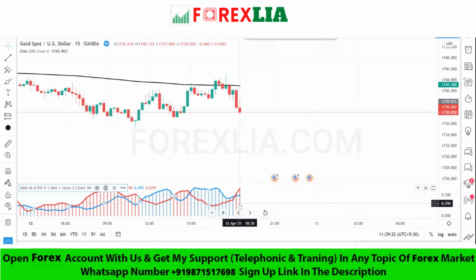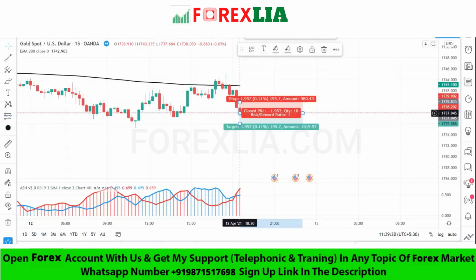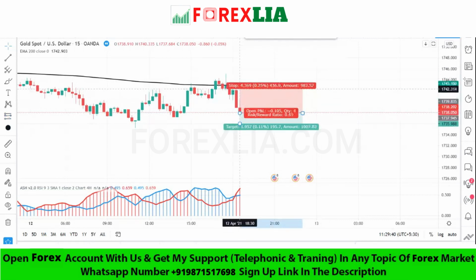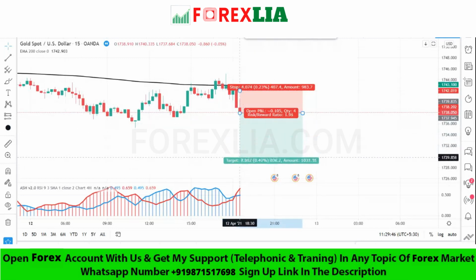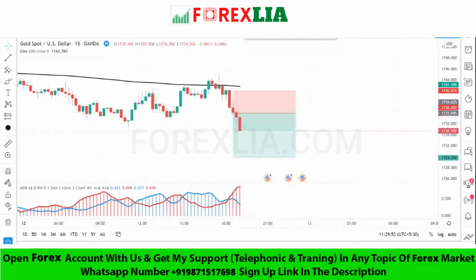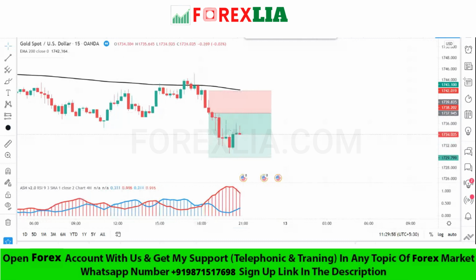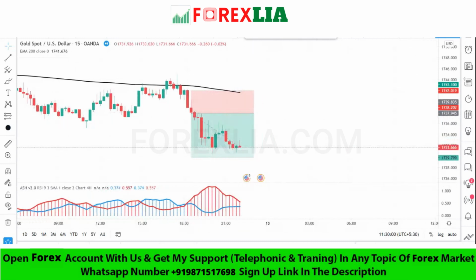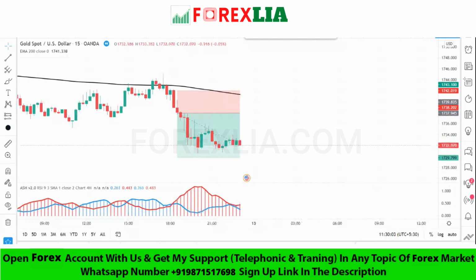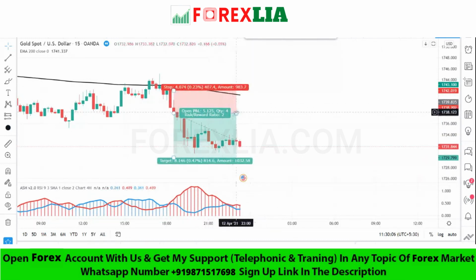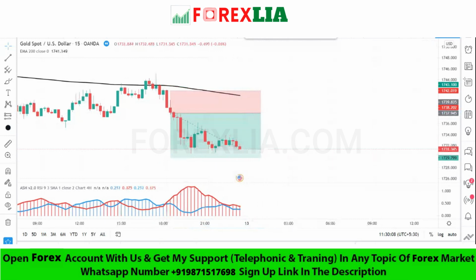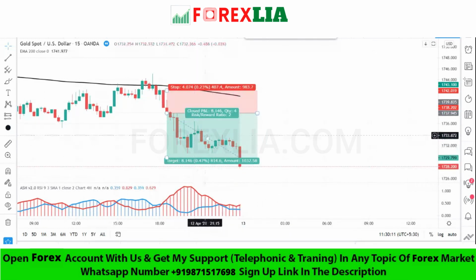Here is the sell signal confirmation. Now we place a sell trade here. We set the stop loss at the previous candle's high point. Set the profit target at 1:2. We won this trade.